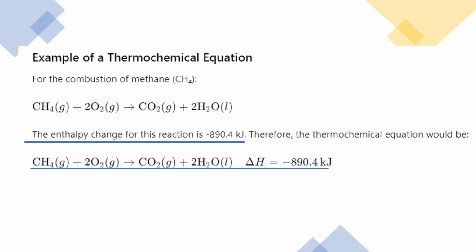In this last example, we have the combustion reaction of methane and oxygen forming carbon dioxide and water. So we have here 1 mole of methane, so there's no numerical coefficient, it is understood as 1, and 2 moles of oxygen to form 1 mole of carbon dioxide and 2 moles of water. The enthalpy change for this reaction is negative 890.4 kilojoules. And to write a thermochemical equation, you are going to indicate the enthalpy change to the right of the chemical equation.